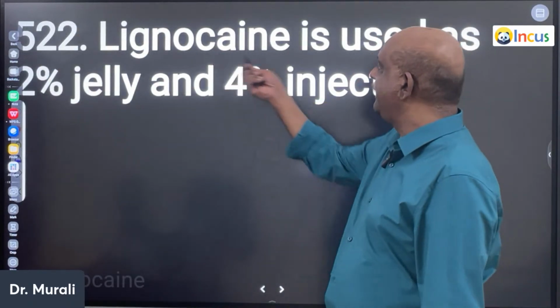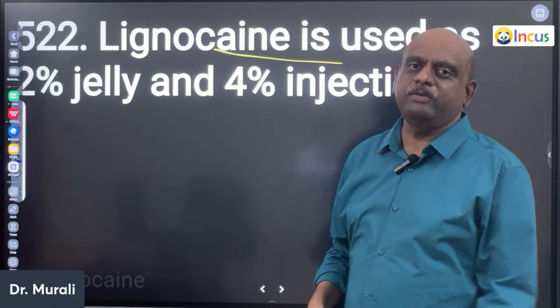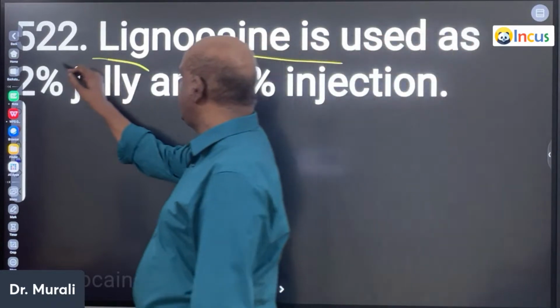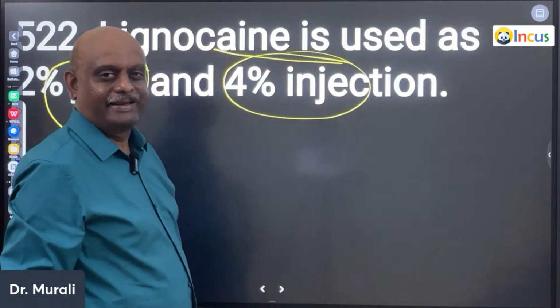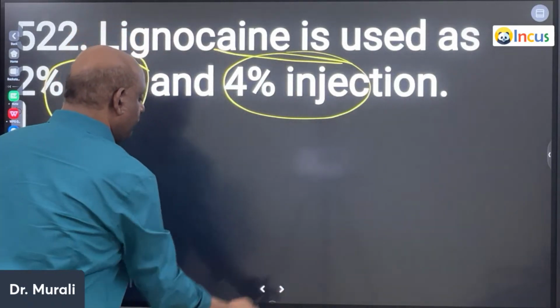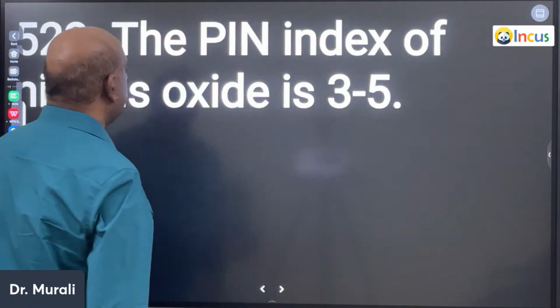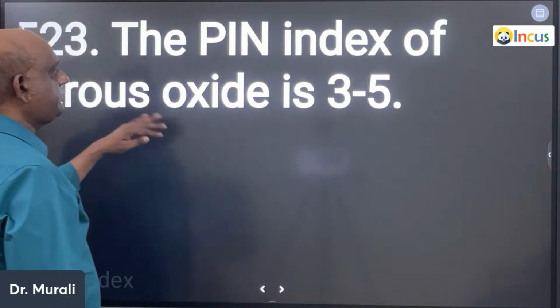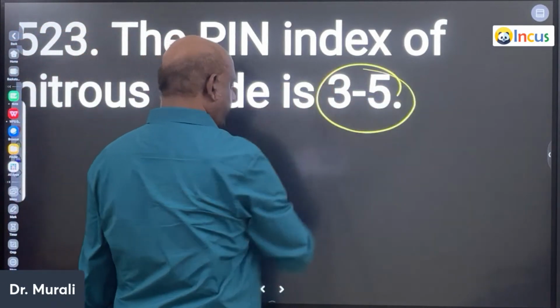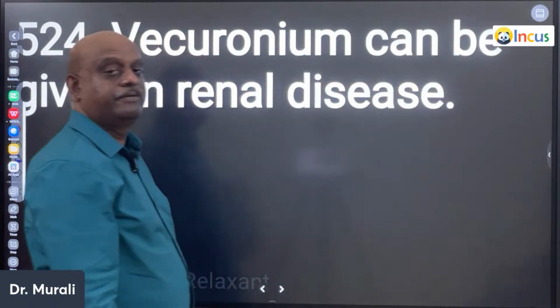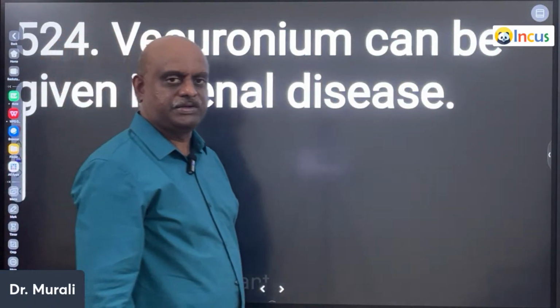Now, lignocaine, what is the percentage in which it is used? It is 2% jelly and 4% injection. So, what is the pin index of the nitrous oxide cylinder? It is 3 and 5 is the pin index.